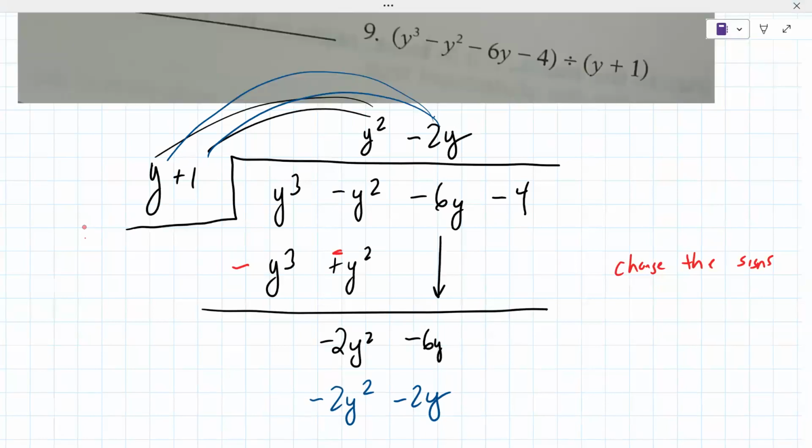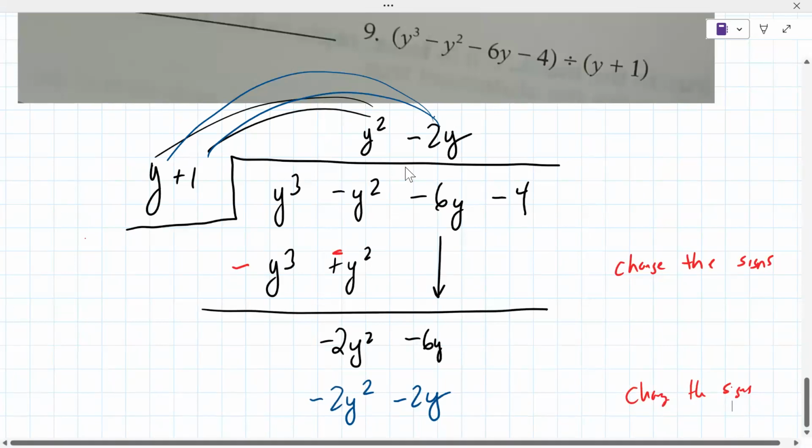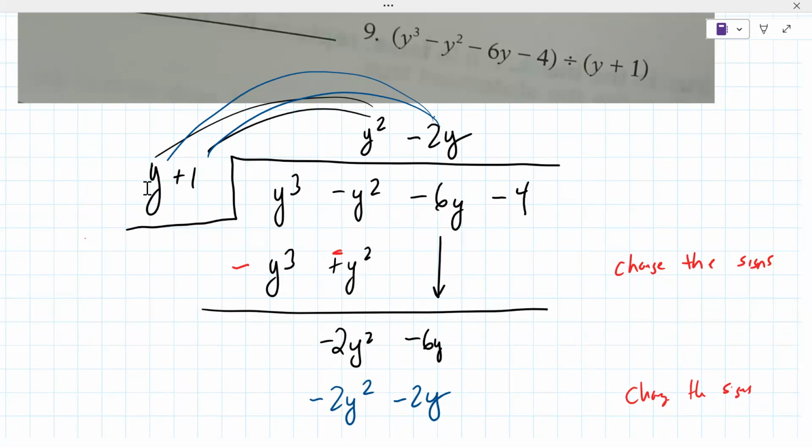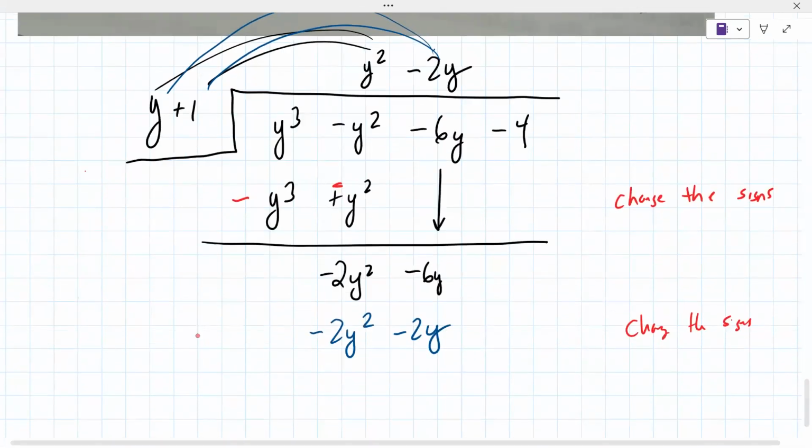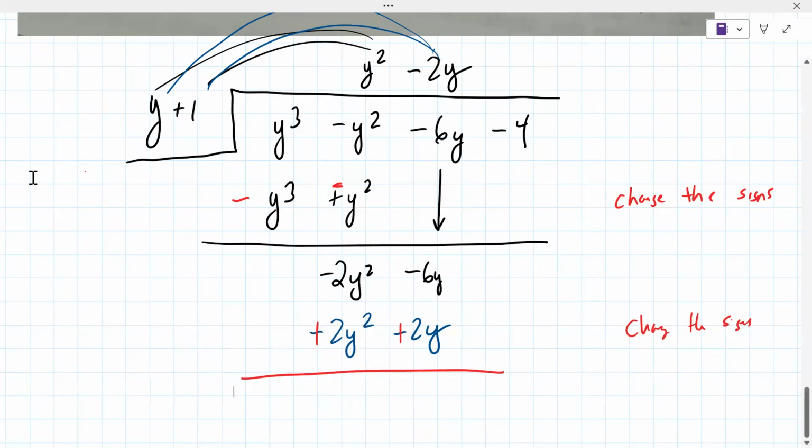Like I mentioned, you have to again change the signs. Minus 2y times y, exponents add together. So now we're going to change the signs. Negative goes to positive, positive goes to negative. And then you add. Like we mentioned in the previous one, you're supposed to get zero in that first position. And then this is negative 4y. And then you bring down the last term.